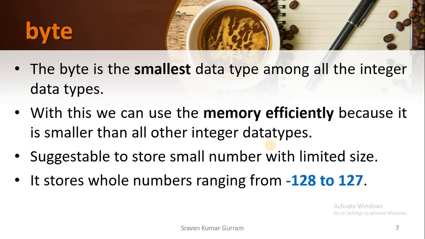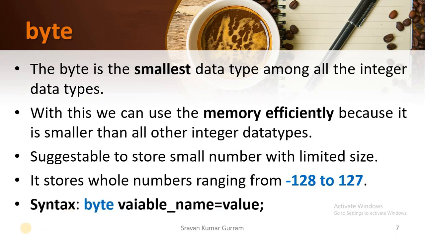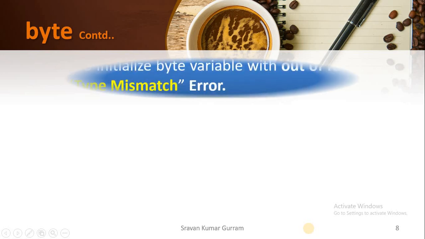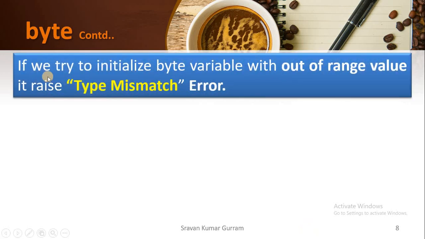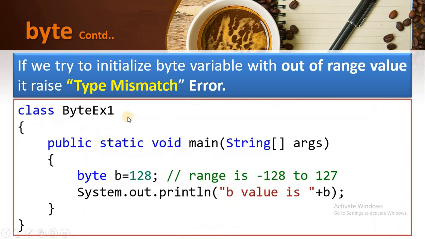The range of values we can store with the help of byte is -128 to +127. Syntax to create a byte variable: byte is a keyword, variable name, assignment, value you want to assign. See the important point. If we try to initialize a byte variable with an out of range value, it raises a type mismatch error. See the example program.